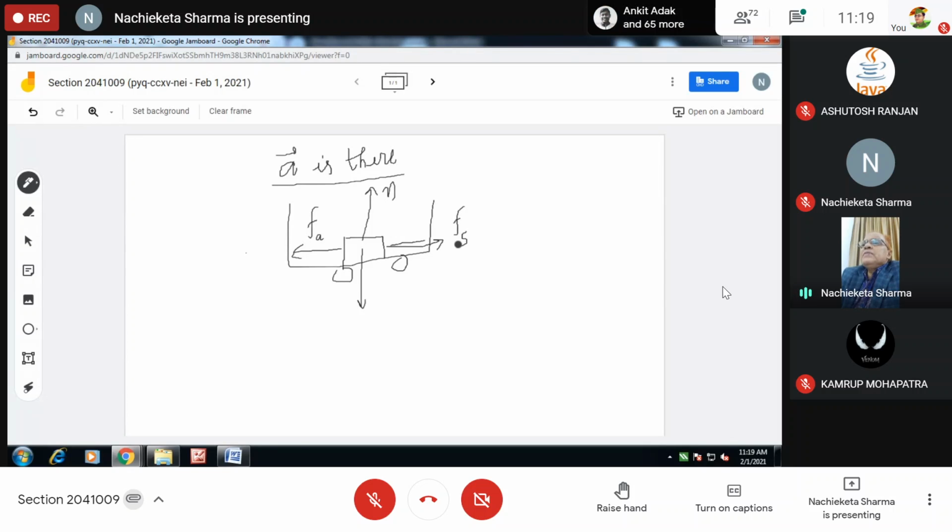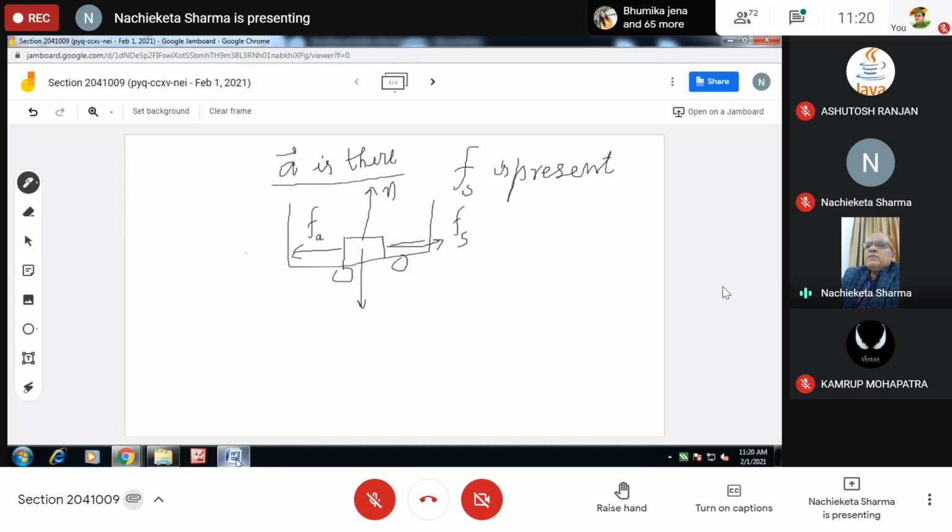Again, the force of static friction has not reached its maximum value, otherwise the box would have started moving. So here Fs is present. Fs is not absent. Unless Fs is present, the applied force will act on the box and the box will start moving with an acceleration. That is not happening because the box is in equilibrium. So all the forces are balanced both in the x direction and in the y direction.